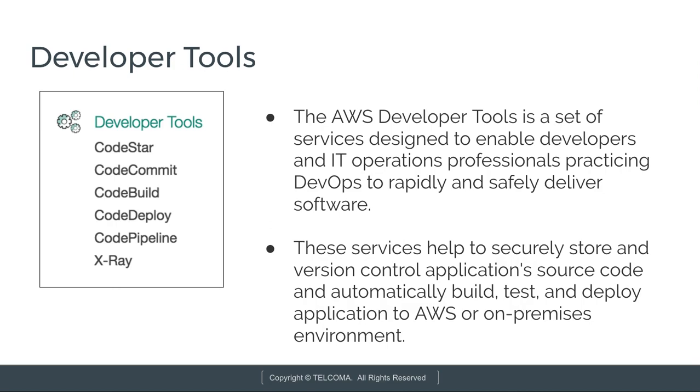AWS Developer Tools are basically a set of services which are specially designed so that developers and IT operations professionals can rapidly and safely deliver software. These services can help us securely store and version control application source code and automatically build, test and deploy various applications to AWS and AWS environments.